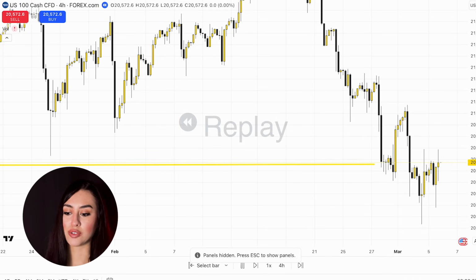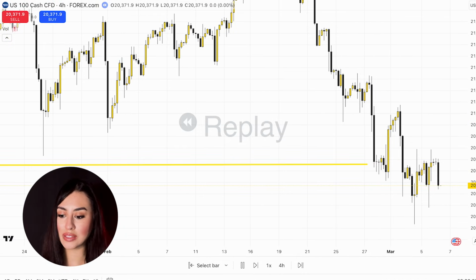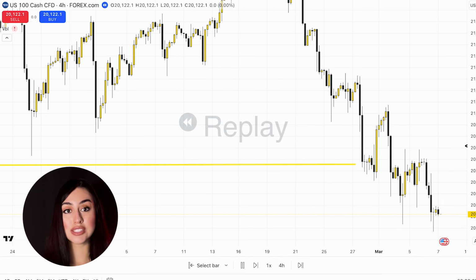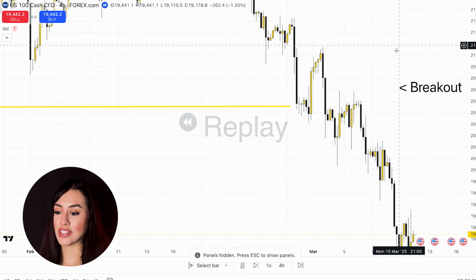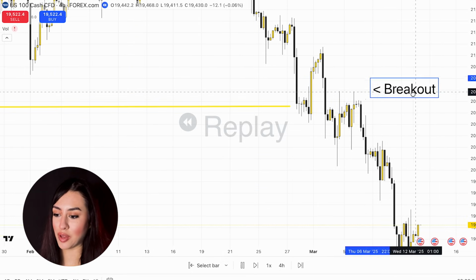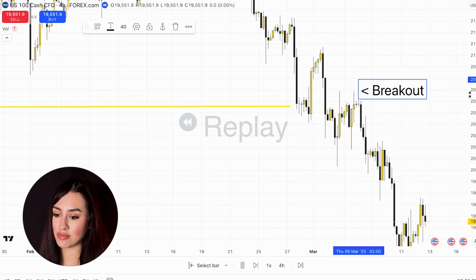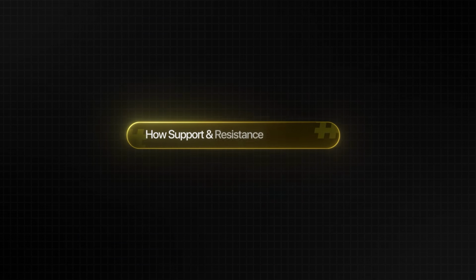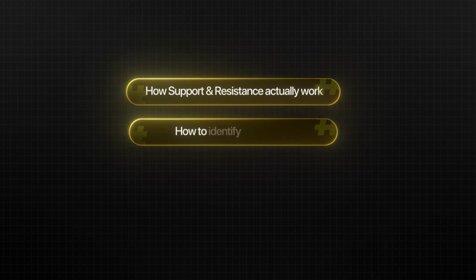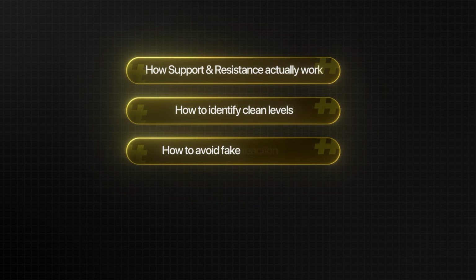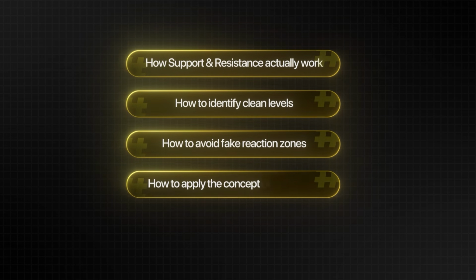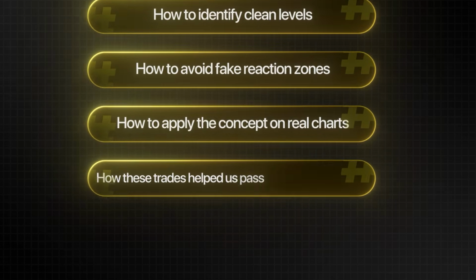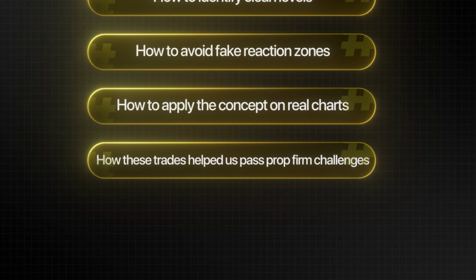Okay, a clear rejection, some candle wicks, and then NAS 100 continues to the downside. As you can see, we have identified that area as our breakout, and then a clear continuation. Sellers took control. So this is one of the highest probability setup trades. So now you understand how support and resistance actually works, how to identify clean levels, how to avoid fake reaction zones, how to apply the concept on real trades, and how these trades helped us pass prop firm challenges.